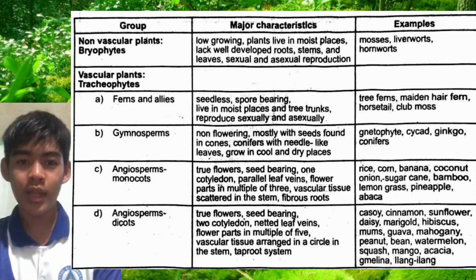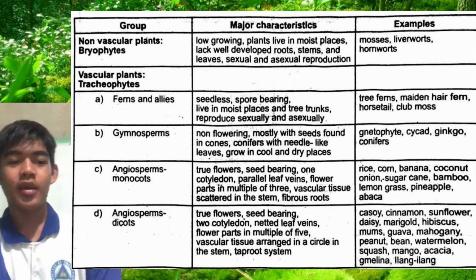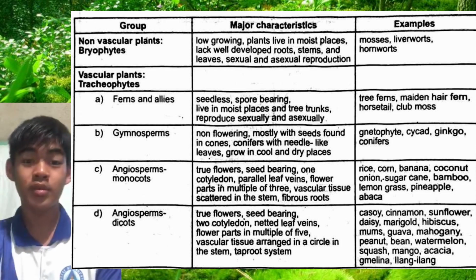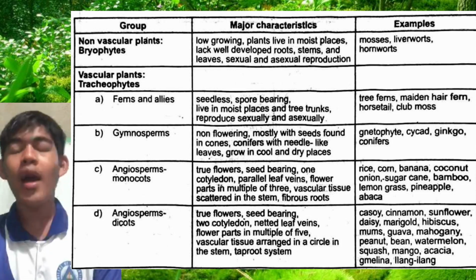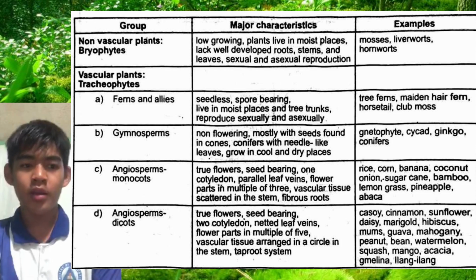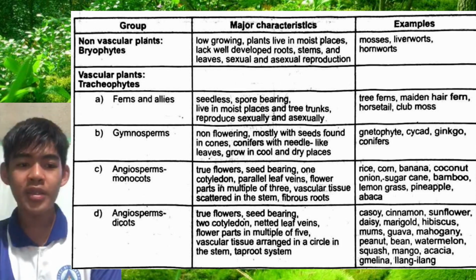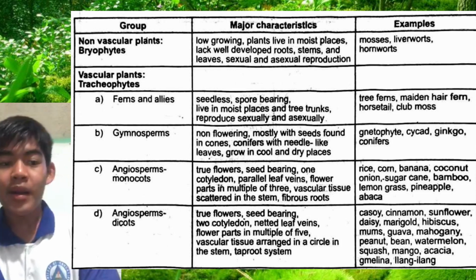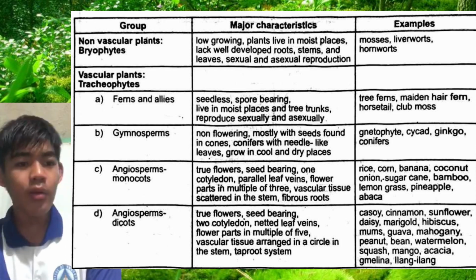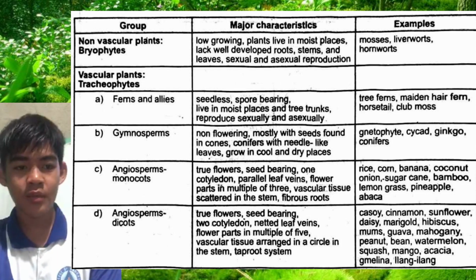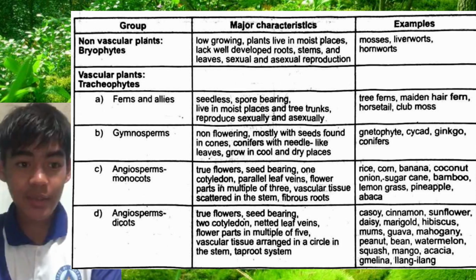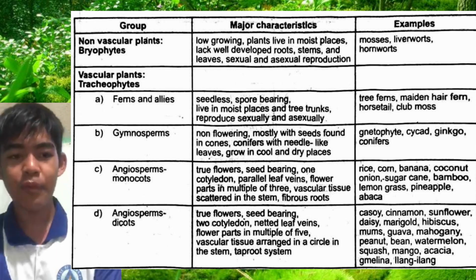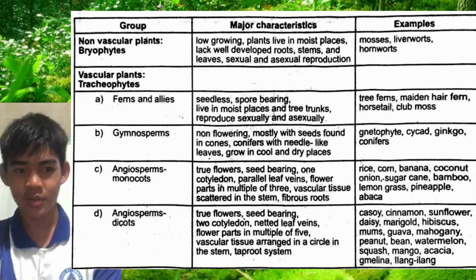So, the last one, the third one, the angiosperms monocots. The major characteristics of angiosperm monocots are true flowers, seed-bearing, one cotyledon, parallel leaf veins, flower parts in multiples of three, vascular tissue scattered in the stem, and fibrous roots.